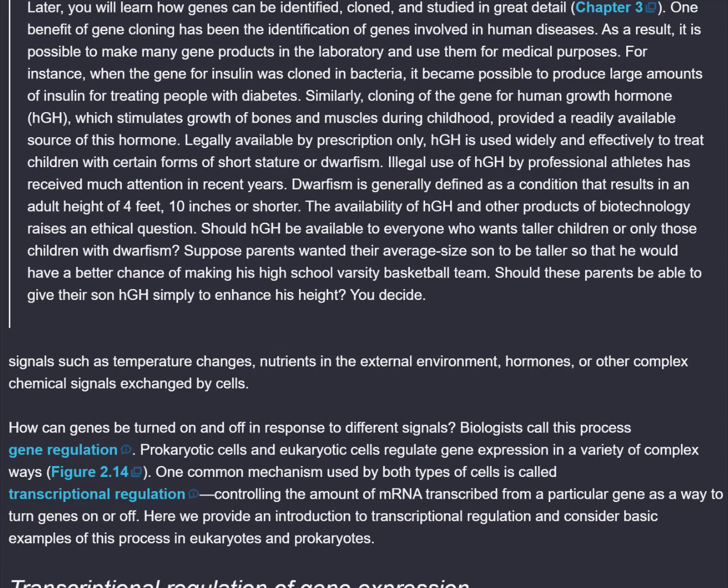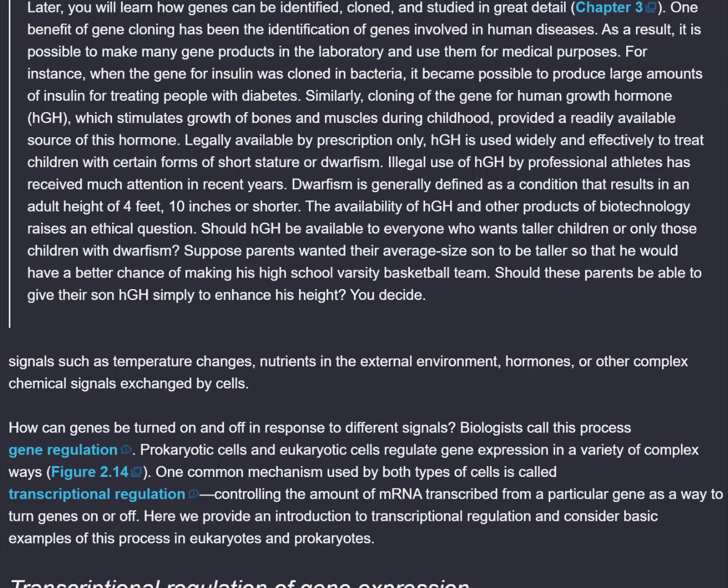Later, you will learn how genes can be identified, cloned, and studied in great detail. Chapter 3. One benefit of gene cloning has been the identification of genes involved in human diseases. As a result, it is possible to make many gene products in the laboratory and use them for medical purposes. For instance, when the gene for insulin was cloned in bacteria, it became possible to produce large amounts of insulin for treating people with diabetes.